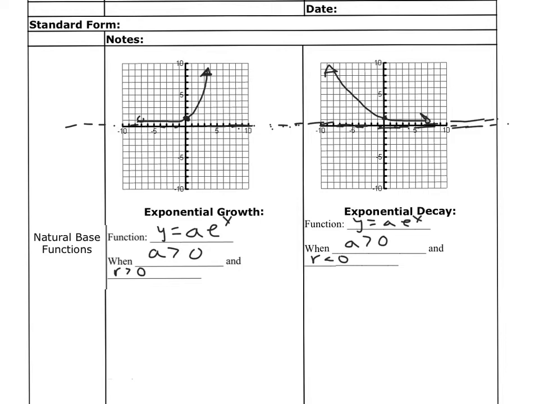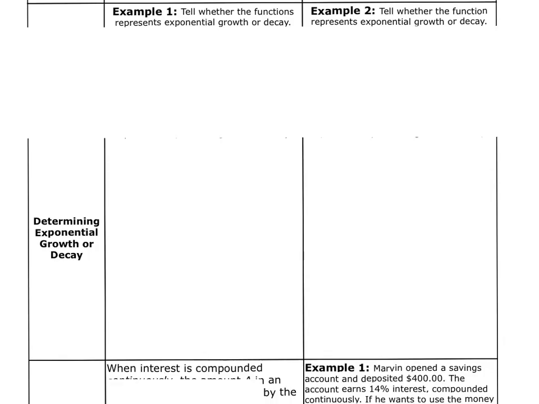Now let's go ahead and talk about some examples and maybe get you in the mindset of what I'm talking about in terms of a and in terms of r. So let me go ahead and shift down. Alrighty, so here's an example. It says, tell whether the functions represent exponential growth or decay. Now, of course, when I posted this onto the little app, it took away some of the examples. So let me go and write them in.